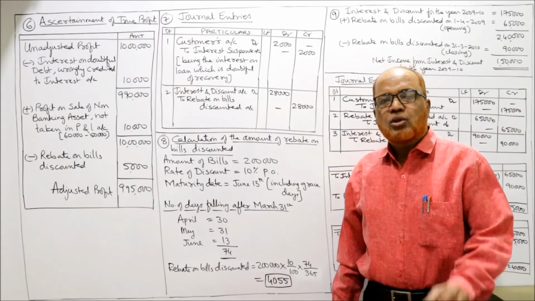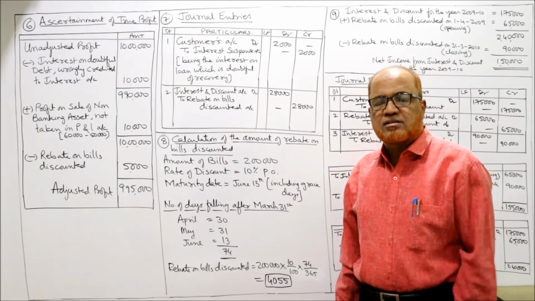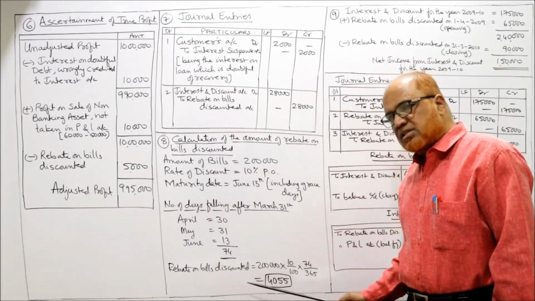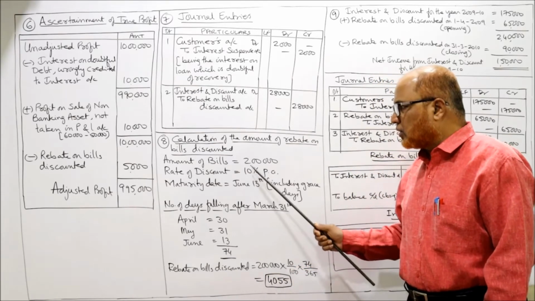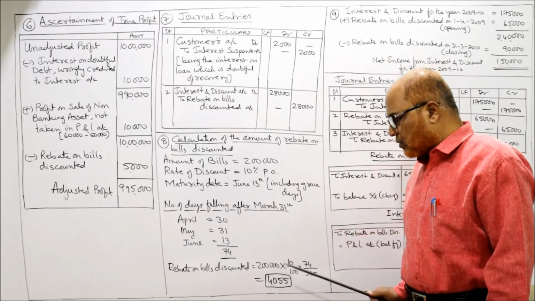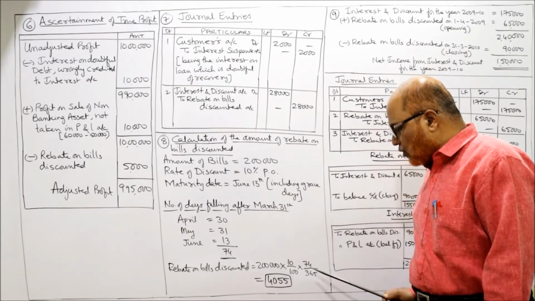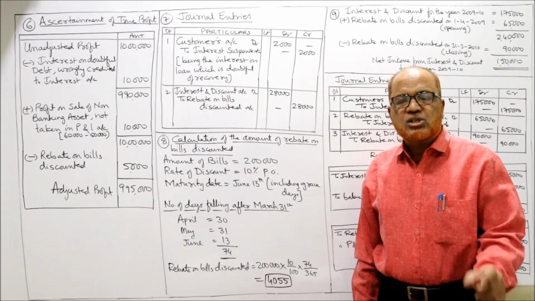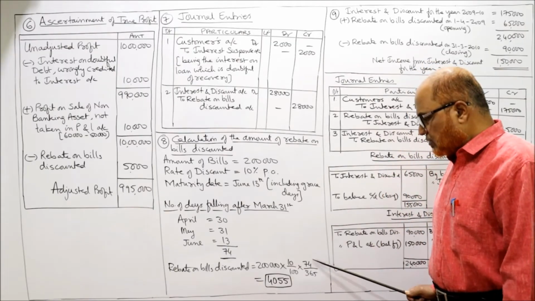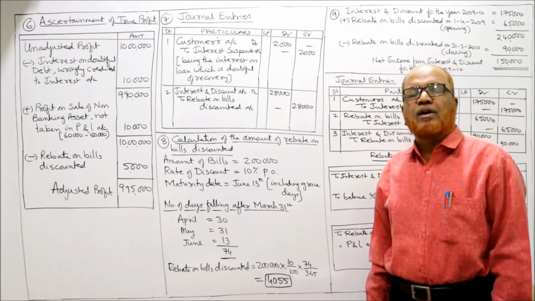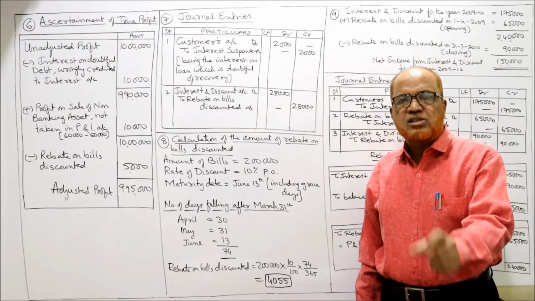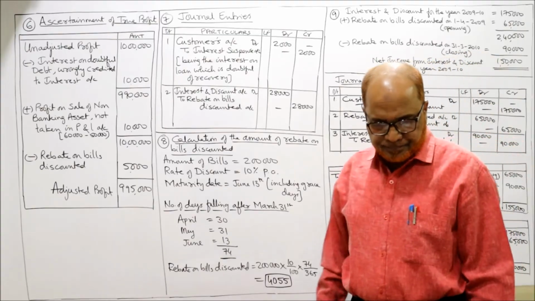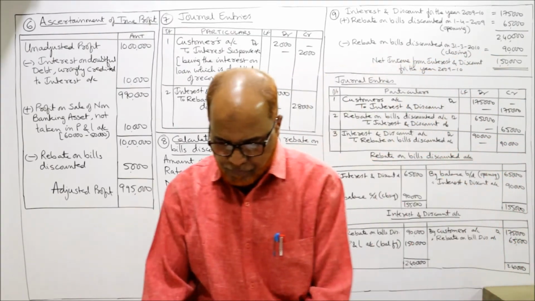So we need the discount for 74 days. Rebate on bills discounted is equal to 2 lakh, the total amount of the bill, into rate of discount 10%, into 74 by 365. A year consists of 365 days, but we need the discount for 74 days. So 74 by 365 gives 4,055. The rebate on bills discounted is 4,055.